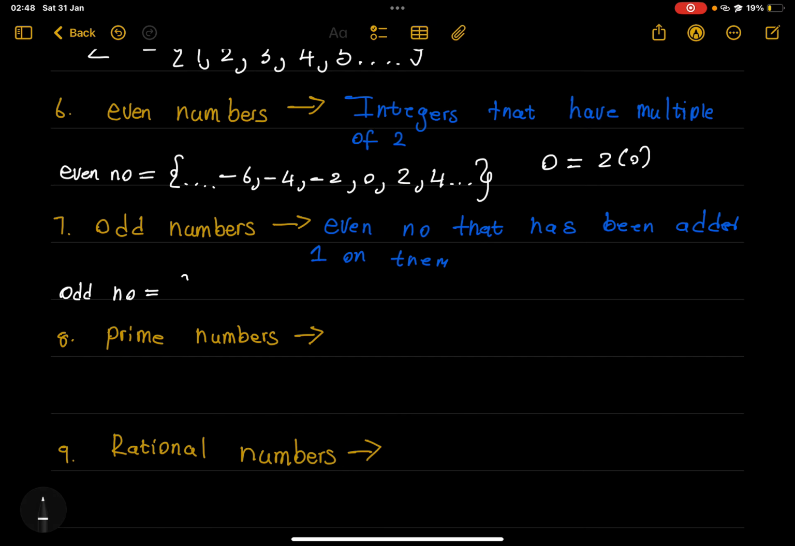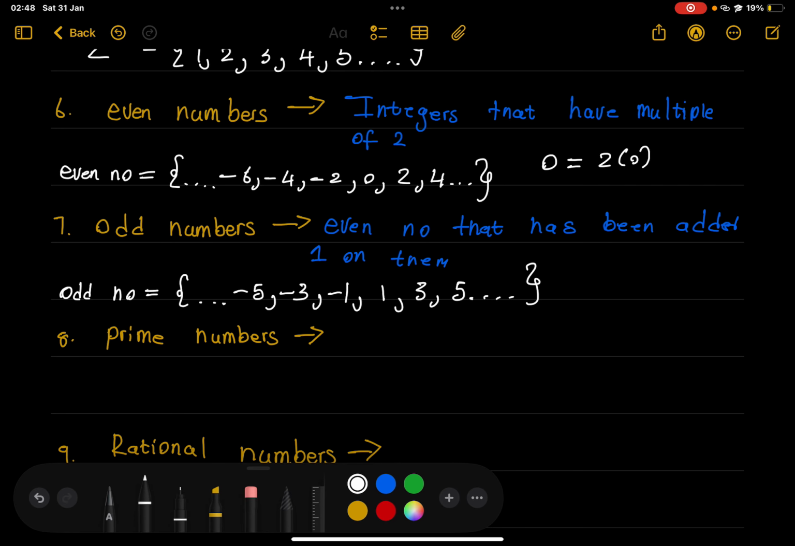So let's take our odd numbers like this. You take all these even numbers, you add 1. Like -6 plus 1 is -5. Then -4 plus 1 is -3. -2 plus 1 is -1. 0 plus 1 is 1. 2 plus 1 is 3. 4 plus 1 is 5. Those things are odd numbers. So 0 is not an odd number.